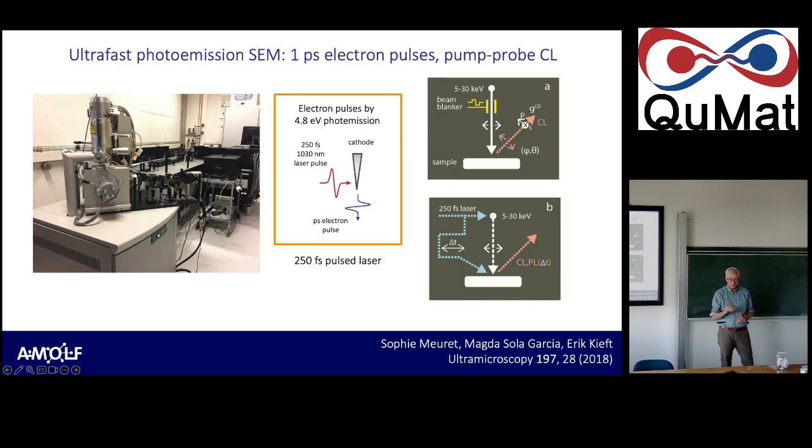And in fact, if you have several hundred electrons in the pulse, you get Coulomb interaction between the electrons, which actually stretches the pulse. So that changes the time distribution. So this is what we built.